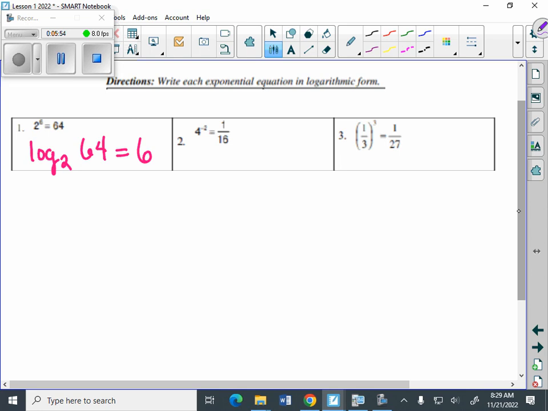Number 2. 4 to the negative 2 equals 1/16. Converts to log base 4. Again, drop that 4 down a half a space. The exponent, in this case, is negative 2, which makes our number 1/16. Log base 4 of 1/16 equals negative 2.